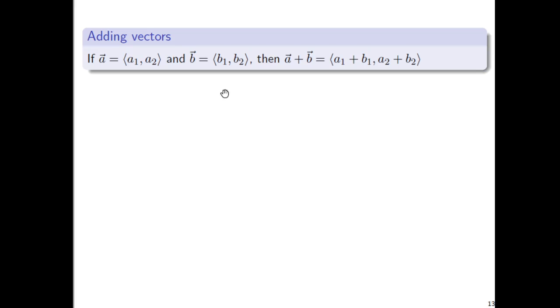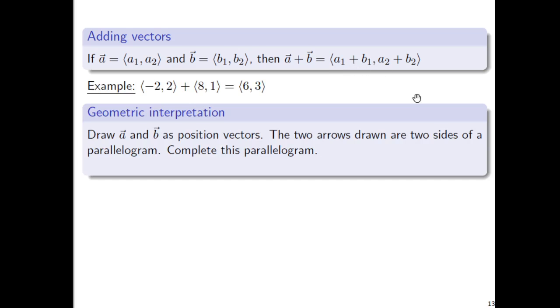Algebraically, adding two vectors is really nice. If you have a vector a with components a1, a2, and a vector b with components b1, b2, their sum has first component a1 plus b1 and second component a2 plus b2. So here's a short example of that.